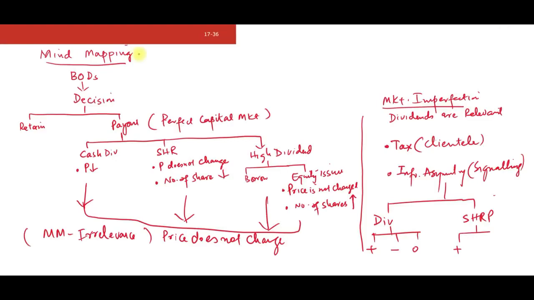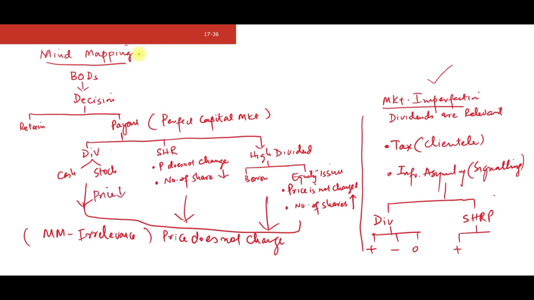As we know, the board of directors decides whether to pay dividend or retain earnings, and if they pay dividend, we have to see whether the dividend payout is in a perfect capital market or an imperfect capital market. When we have a perfect capital market, when we say dividend, it should be cash dividend or stock dividend. So in this case, the price of the share would decrease.